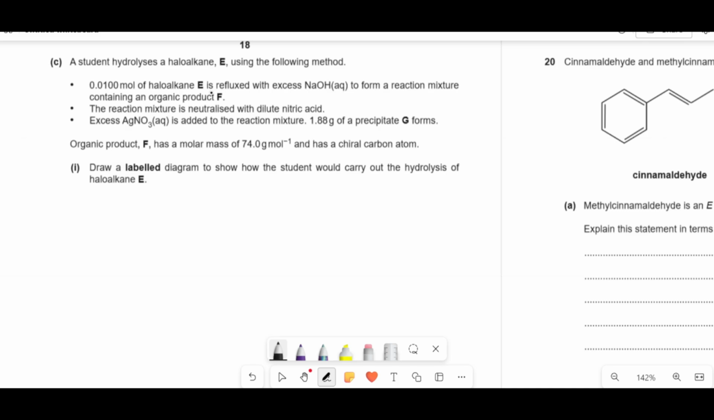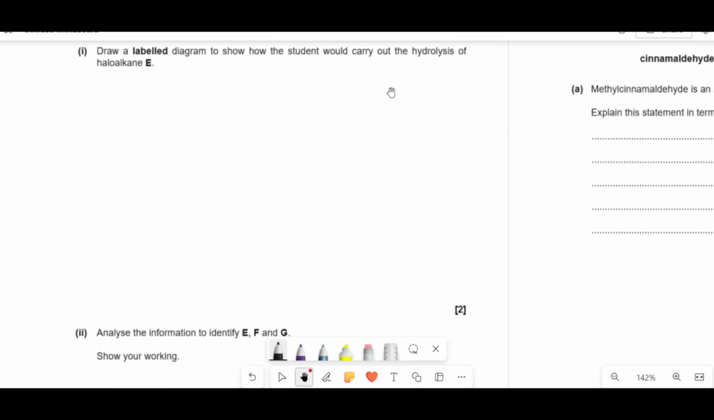So a student hydrolyzes a haloalkane using this method. They put haloalkane E and reflux with excess ethanol to form a reaction mixture containing F. The reaction mixture is then neutralized with dilute nitric acid and excess is added to the reaction mixture, and a precipitate forms. Organic product F has a molar mass of this and a chiral carbon. Then it says draw a labelled diagram to show how they would do the hydrolysis.